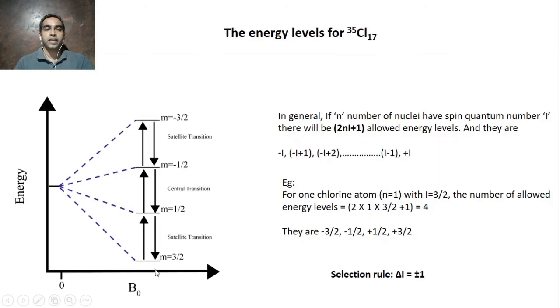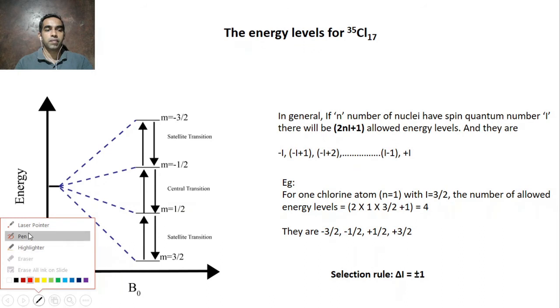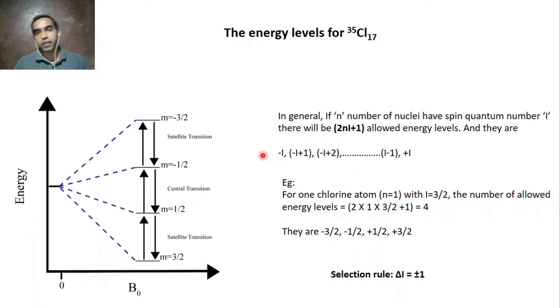So you can see the energy levels based on this quantum number. Remember, for a given quantum number I, there will be 2nI plus 1 allowed energy levels. Suppose it is one proton with I equal to half. Then it is 2 into half plus 1, that is 1 plus 1, which is 2. That is, from minus I to plus I. I think you already know how to write these quantum numbers for each particular state.